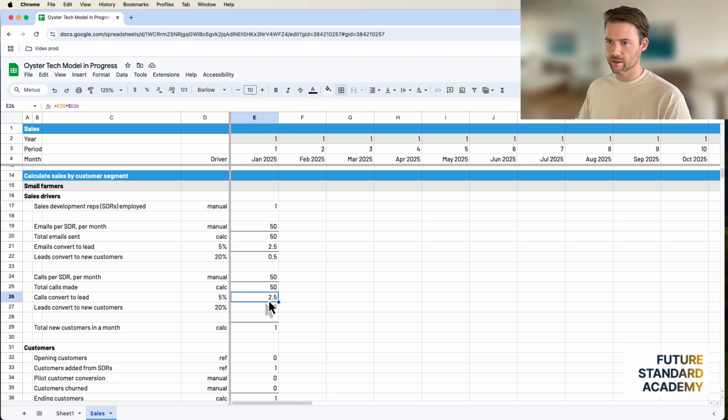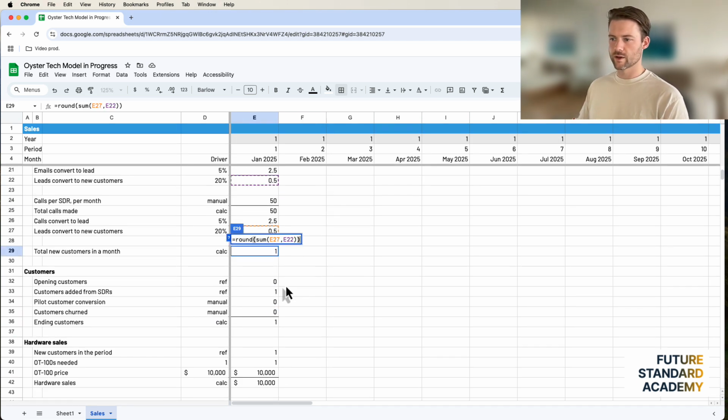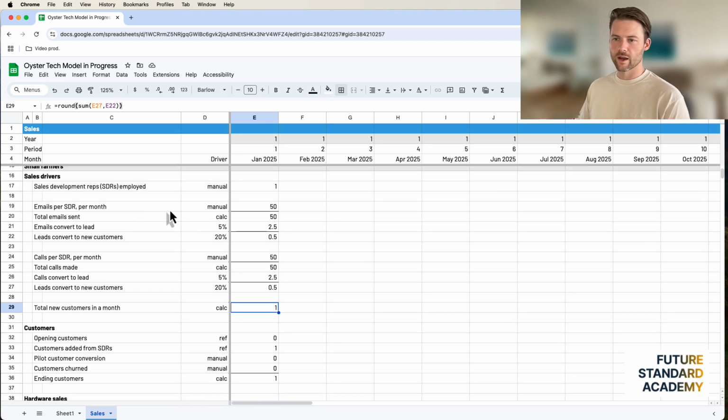They're going to do the same thing down here. And that's locked in. Okay. So total new customers in a month, it's actually going to equate to 1. So this is saying that for the small farmers, if we hire 1 sales development representative, we expect that they will close 1 new customer in a month.